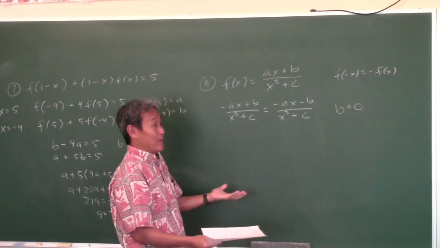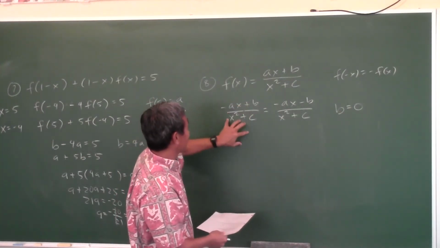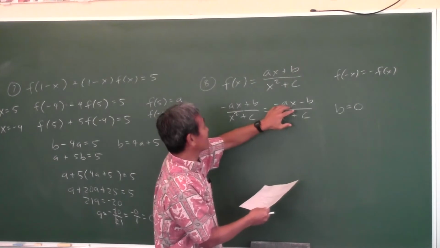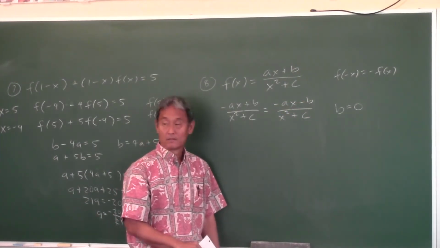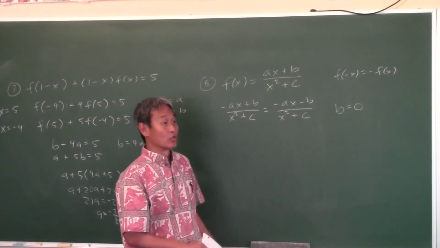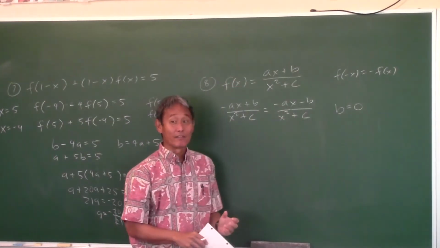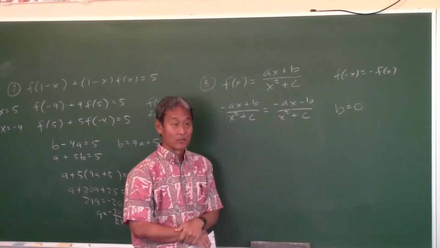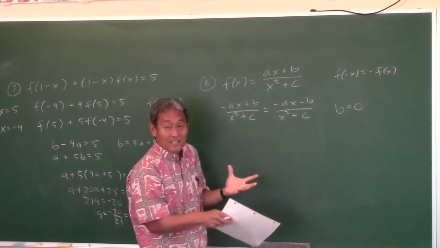Because, for example, what if B was 2? Then you're going to have this plus 2 over that. And then on this side, you're going to have this minus 2 over that. How are they going to be equal? That's right. So tomorrow, what if I give you this and I said, this is an even function? Then what can you conclude? A has to be 0.